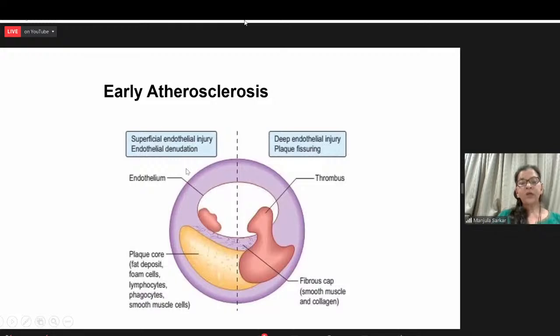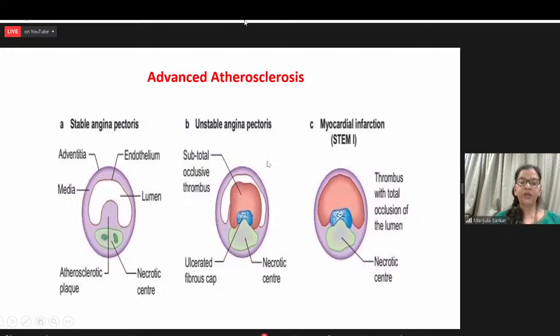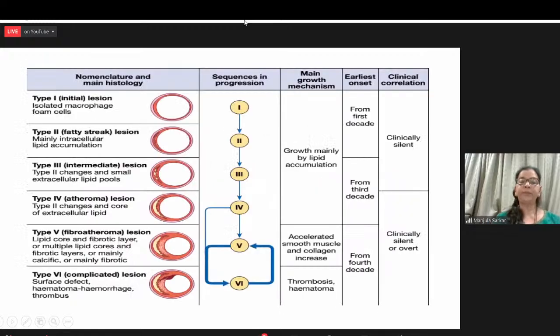Now, in early atherosclerosis, the lumen remains the same, there is a small plaque. But as soon as the plaque ruptures or gets dislodged, the lumen gets reduced. So this is the normal lumen with plaque. Here the lumen has reduced, the plaque size has changed, and there is a complete thrombus and complete occlusion of the lumen. This happens in myocardial infarction, or ST segment elevation myocardial infarction.